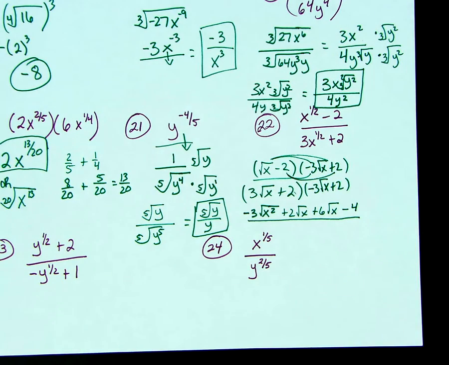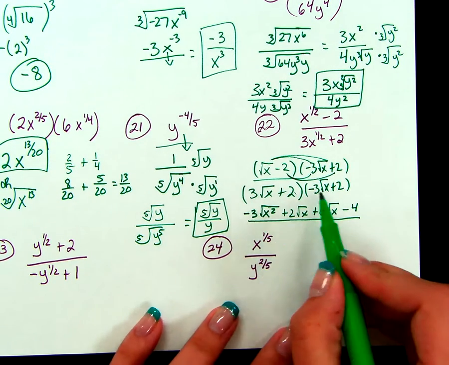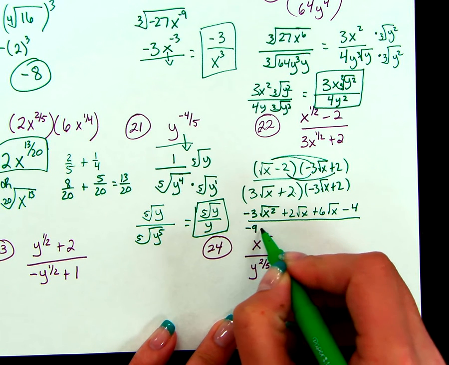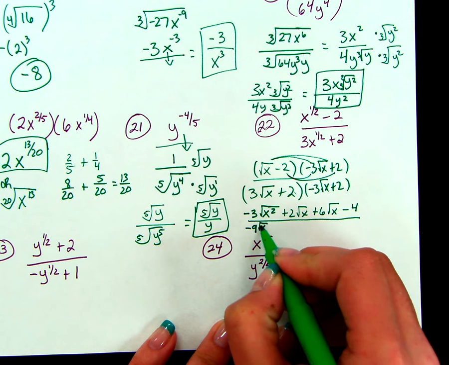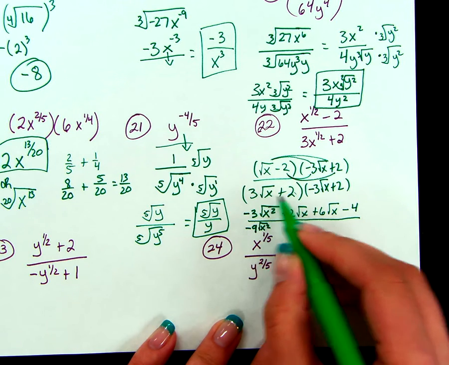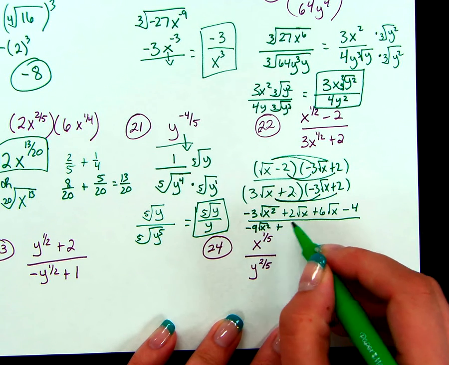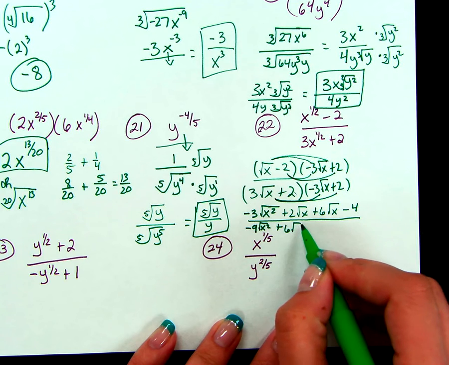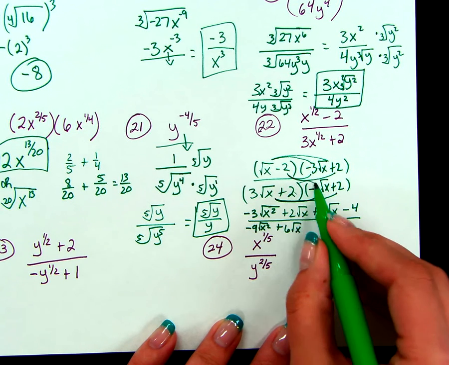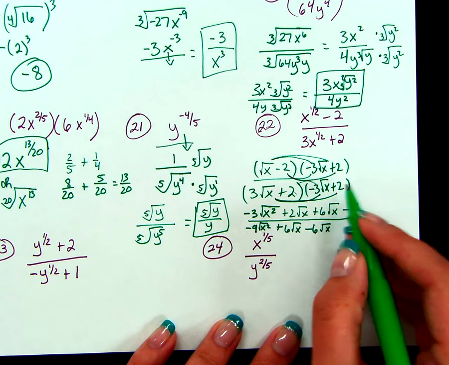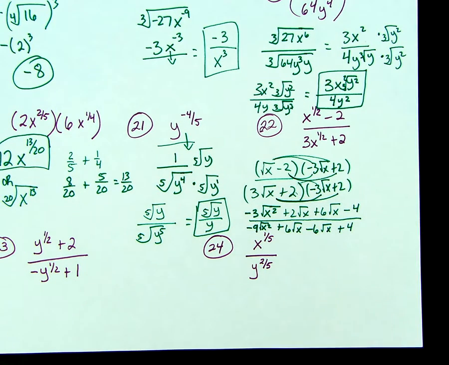And then we also need to FOIL the denominator. So 3 square root of x times negative 3 square root of x is negative 9 square root of x squared. So 3 square root of x times 2 will be a positive 6 square root of x. And then the middle ones will give us a negative 6 square root of x. And 2 times 2 is 4. So now we're just simplifying.